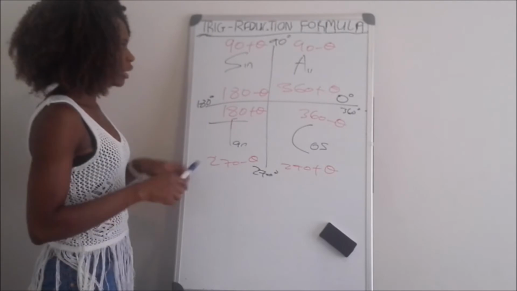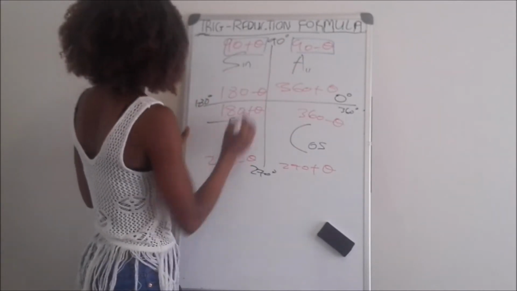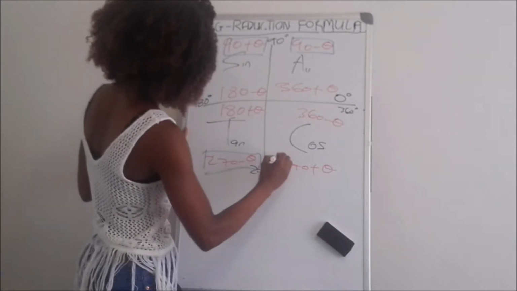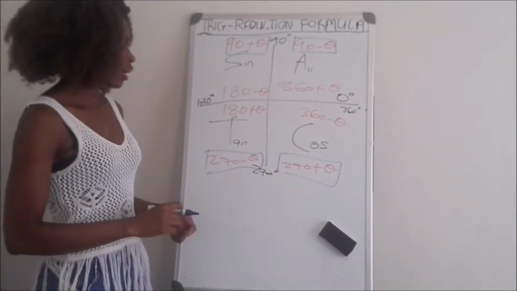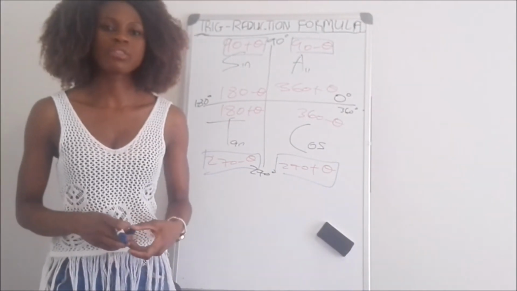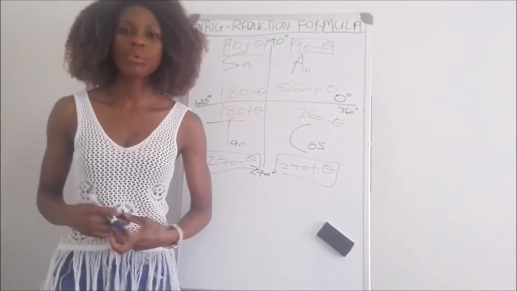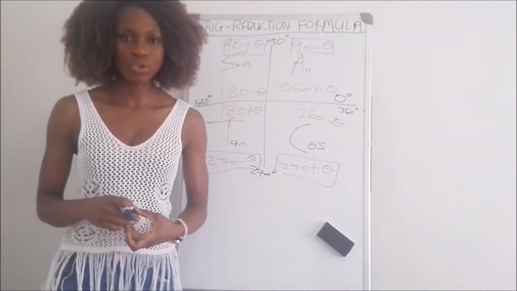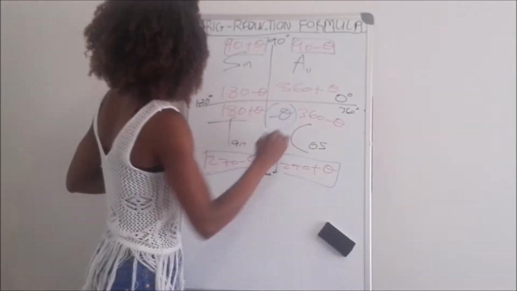Alright, and then with 90 plus or minus theta, they are also co-functions of sine and cos. 270 plus or minus theta are also co-functions of sine and cos. That means if it's sine of 90 minus theta, the answer will be equal to cos theta. They swap around. And then in the fourth quadrant, we also have the negative angle.